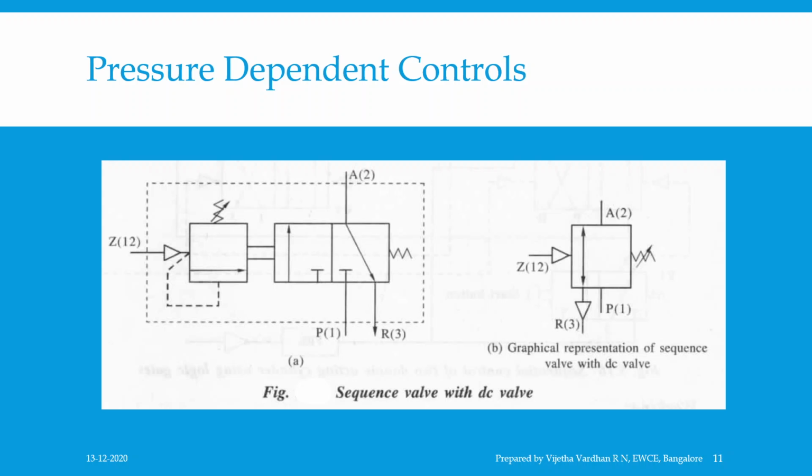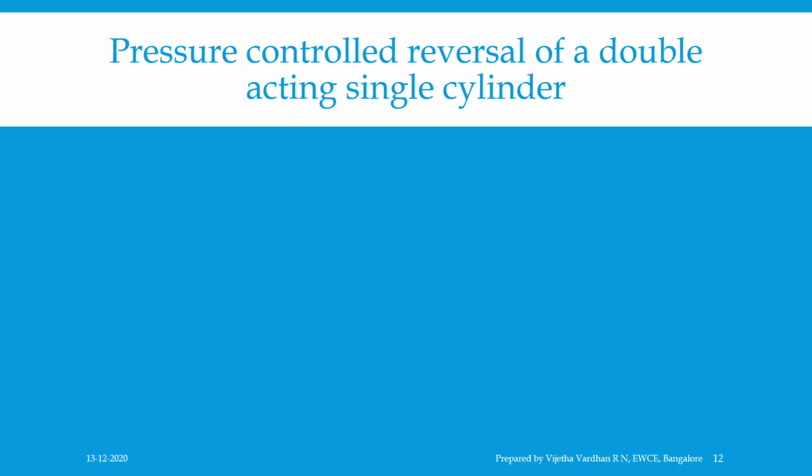The symbolic representation is as shown in figure A. Since it is complicated to draw a sequence valve in the same way, the form of representation is shown in figure B. Then we look at the pressure controlled reversal of a double acting cylinder. We are going to discuss based on two concepts. One is using limit switches for end position checking.